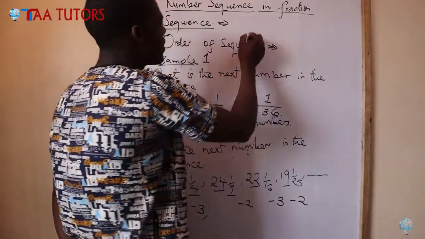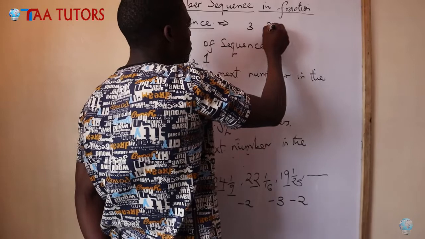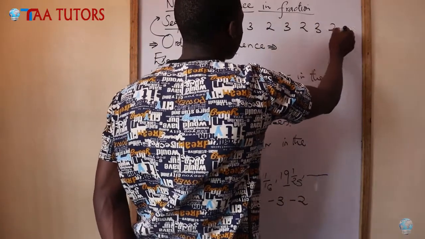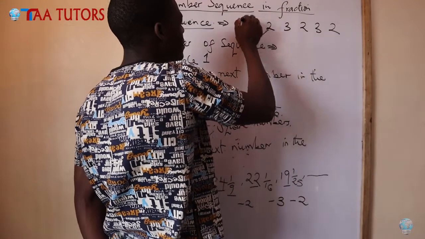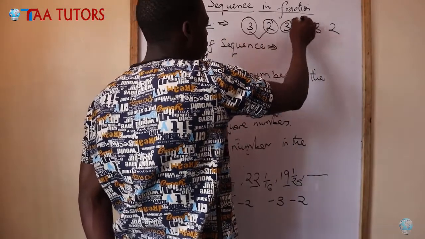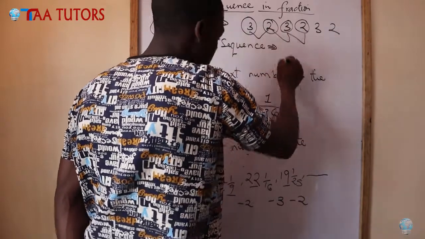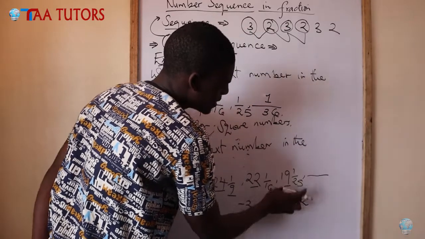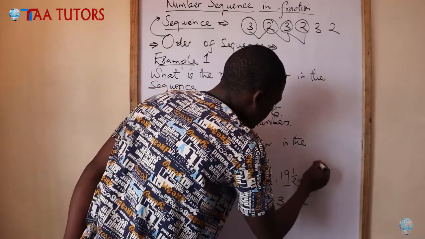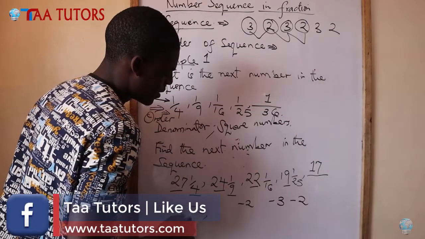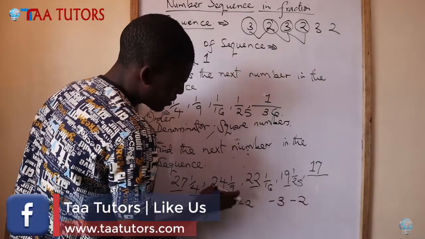When you come from 3, you go to 2, you move to 3 again, you go to 2, 3, 2. So the pattern is alternating. Reducing by 3 first, then 2, then 3 again, then 2. So that is what we use to get the next whole number after 19. So we will have 19 minus 2. That will be 17. We are through with the whole number part of these fractions.